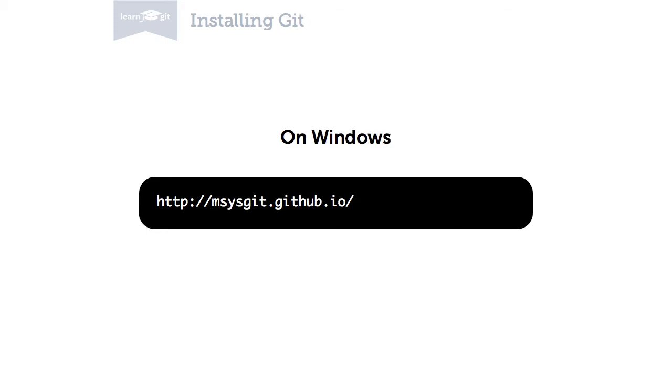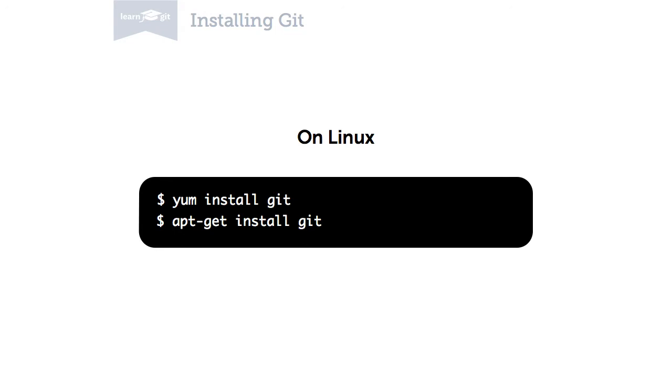On Windows, there's also an easy installer available. Complete the installation with the default settings, and you'll find a new Git Bash application that you can use to work with Git. If you're using Linux, you can install Git through the package management tools. On Fedora, you can use yum, and on Debian-based distributions like Ubuntu, you can use apt-get.